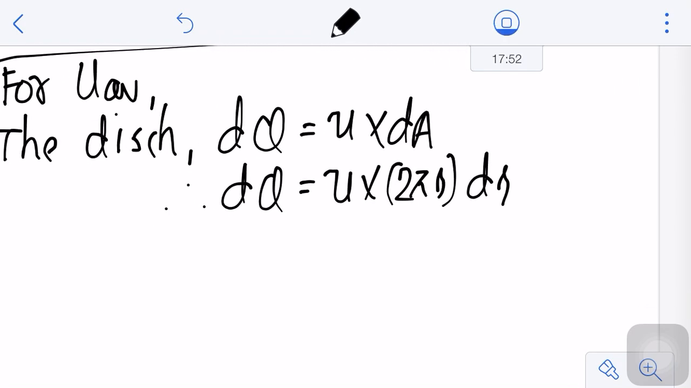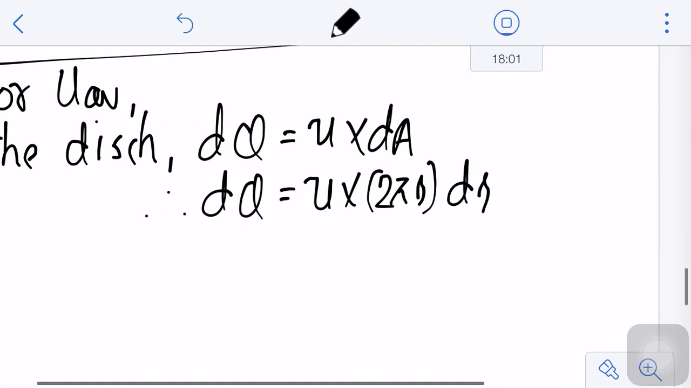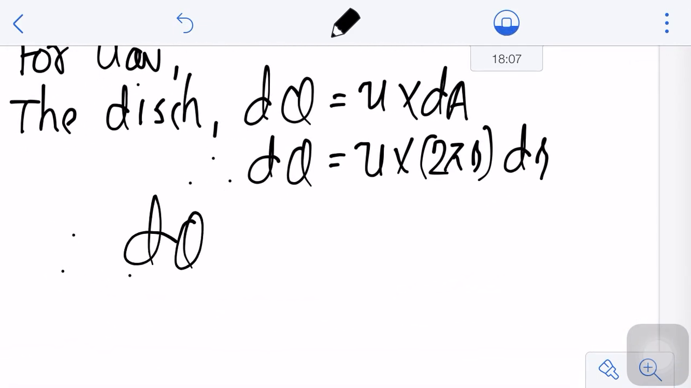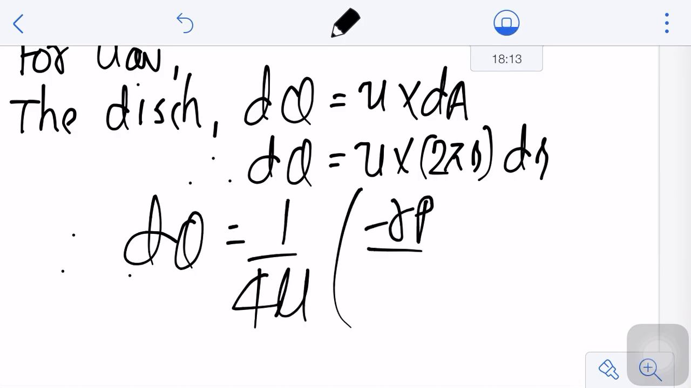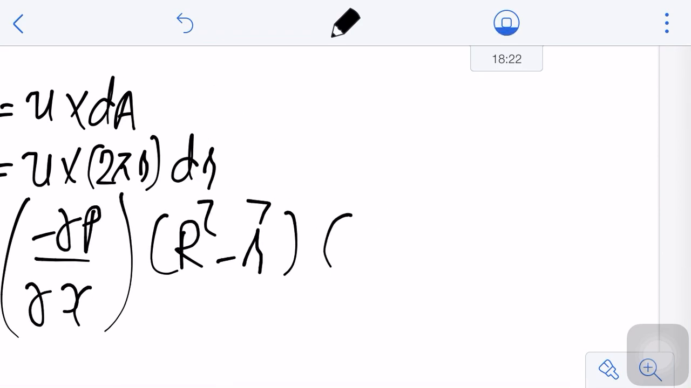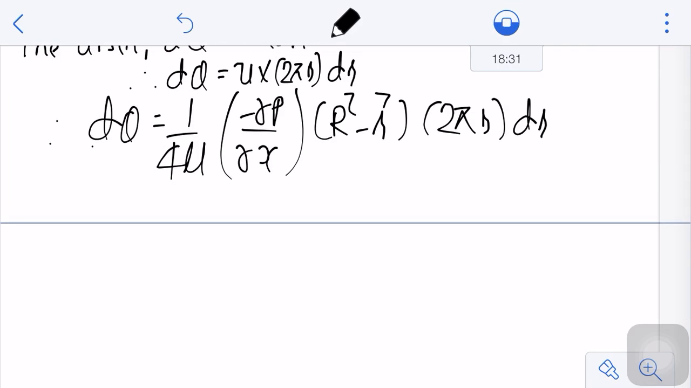So what we can do is we can also try to substitute the value of this u velocity from this equation number 3. So what we can get from this equation, therefore this discharge dq is equal to 1 upon 4 mu into minus ∂p upon ∂x into (capital R square minus small r square) into 2 pi r into dr. So we want to get the value of this discharge q, so we need to take the integration on both the sides.